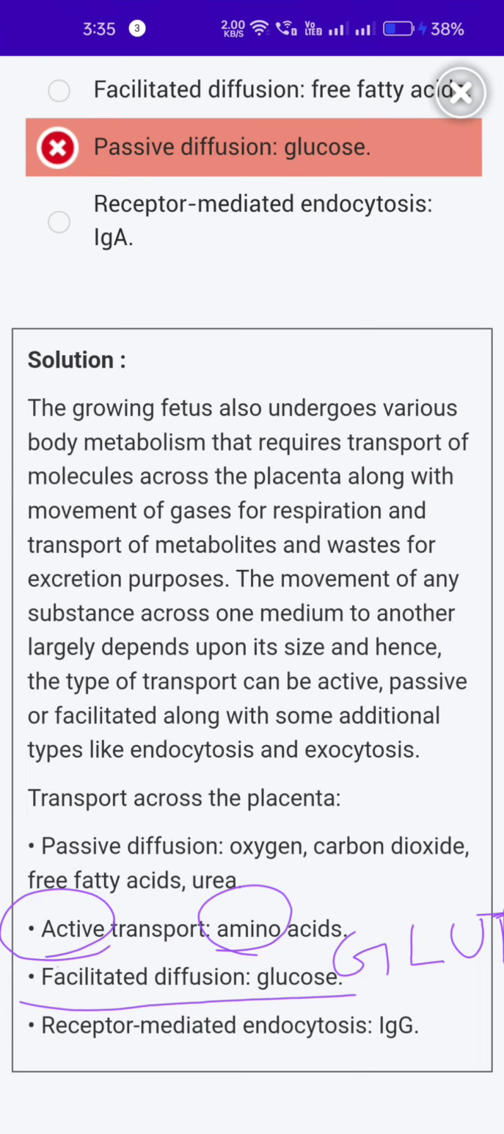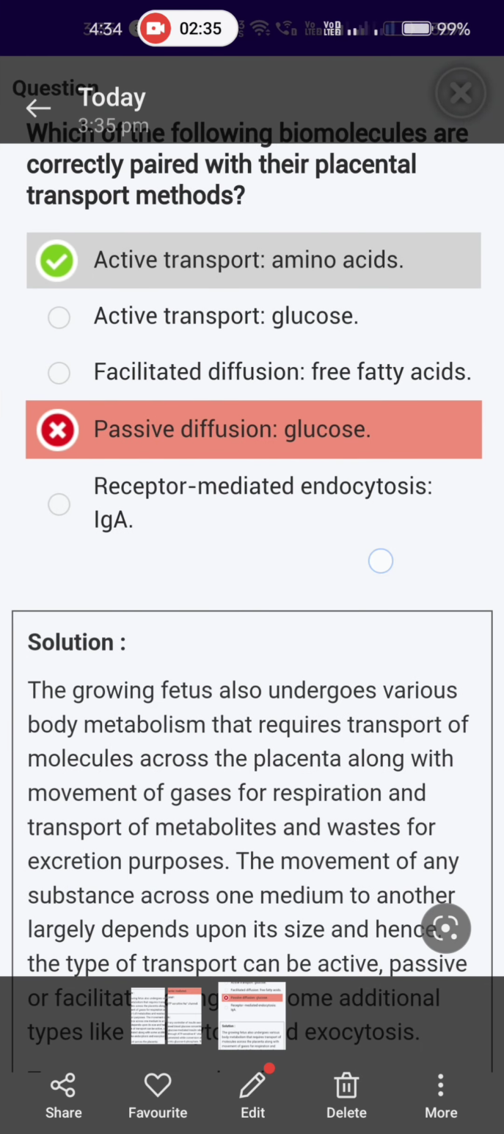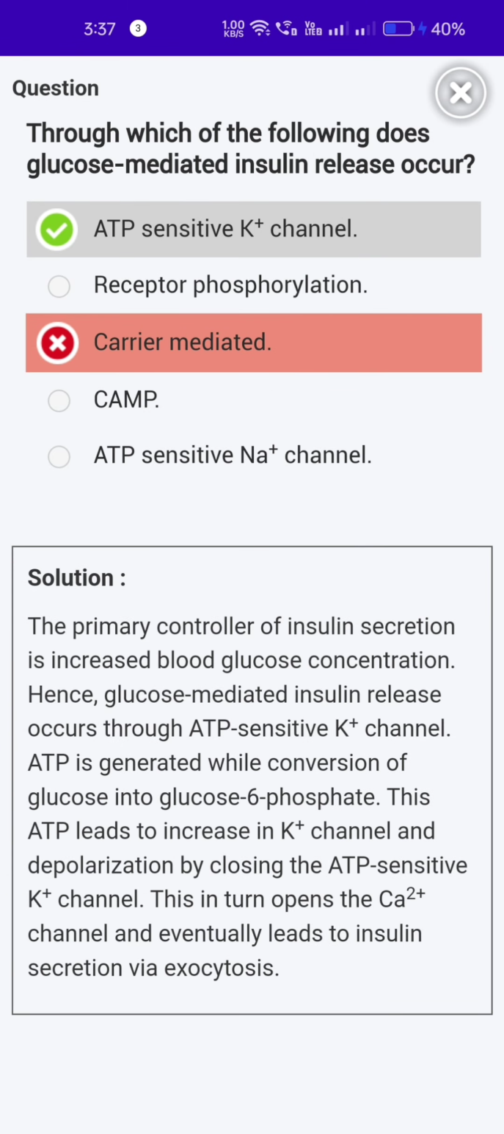In another question, I faced this confusion. Which of the following does glucose mediated insulin release occur through? Here also there is glucose, but here the process is glucose mediated insulin release. Here the answer is the ATP sensitive potassium channel.